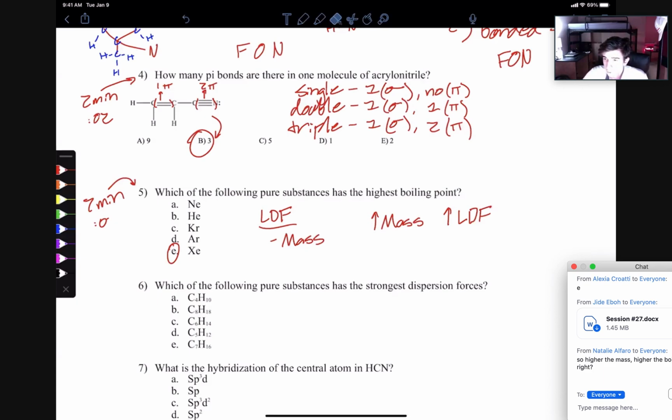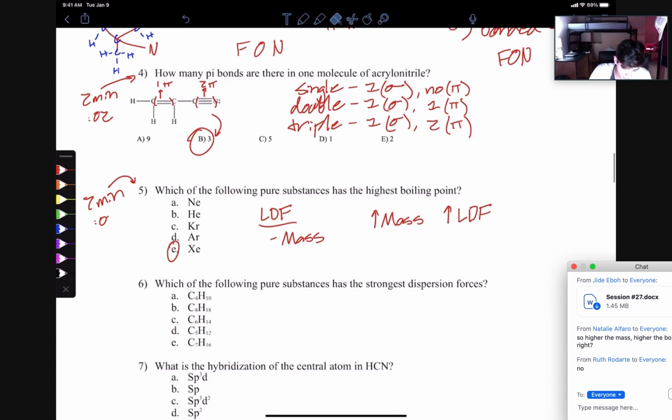Okay. So are there any more questions over this one? All right. So now let's go ahead and do number 6. So I'll give you guys 2 minutes for this one.